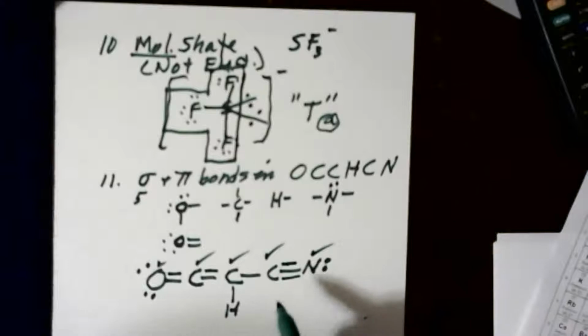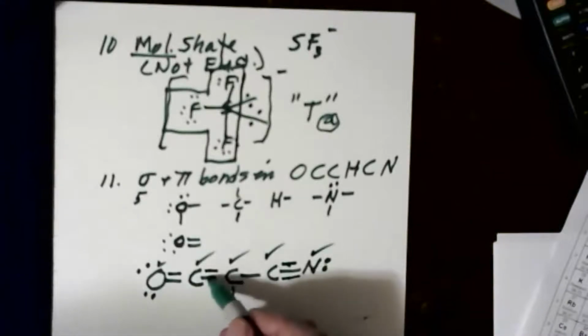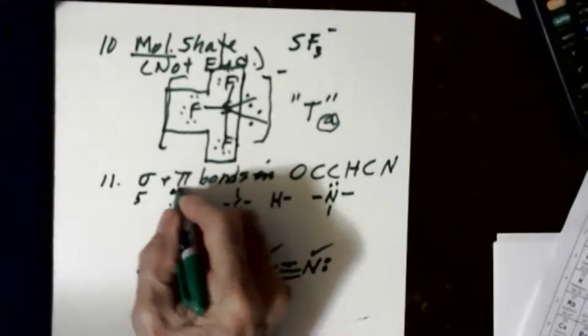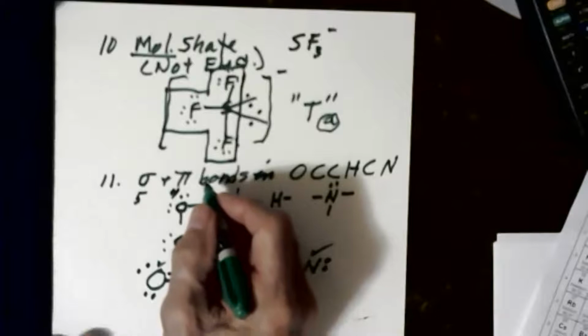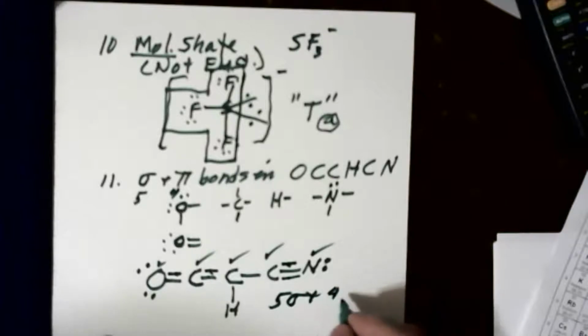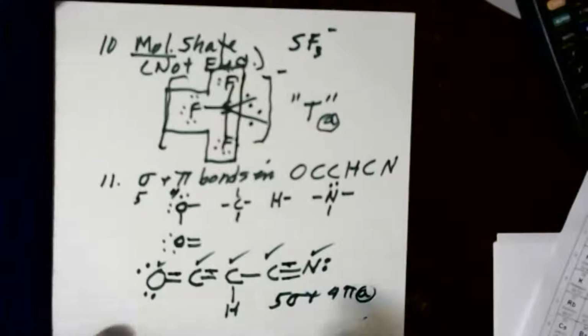How many new bonds did I add? Well, I added that one and that one. That's 1, 2, 3, 4. So it's got 4 pi's. So 5 sigma and 4 pi's would be the answer. And that's A on your exam.